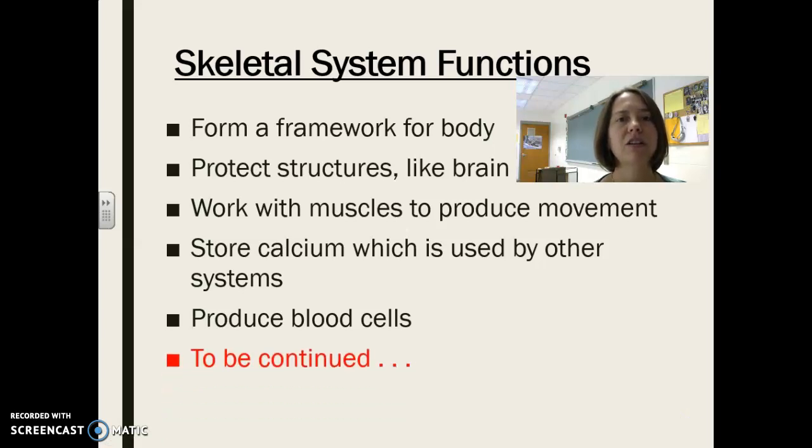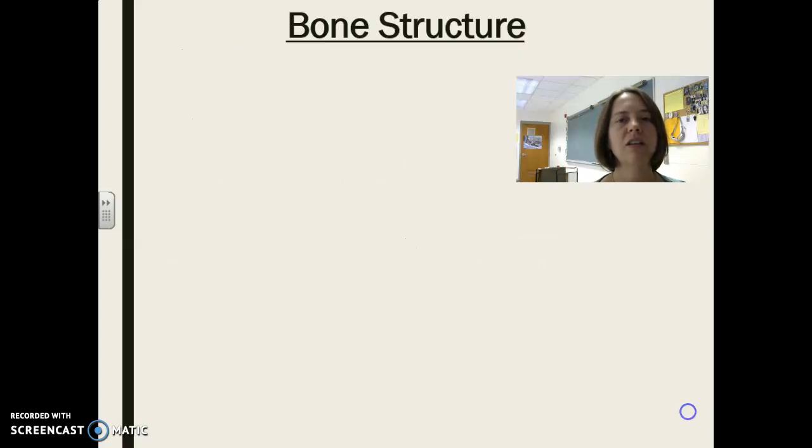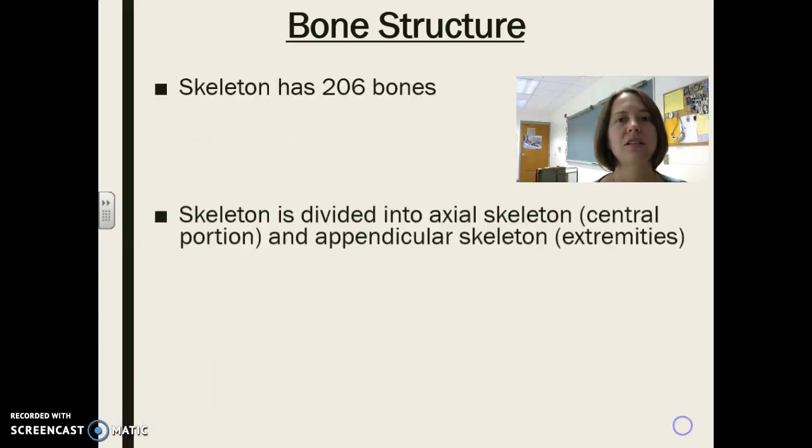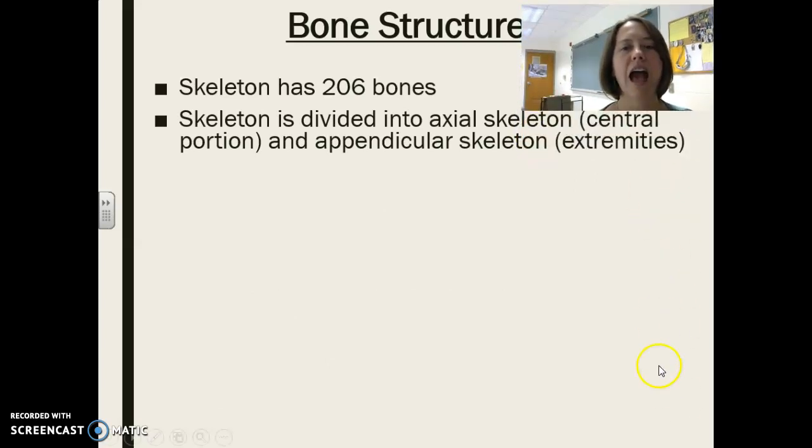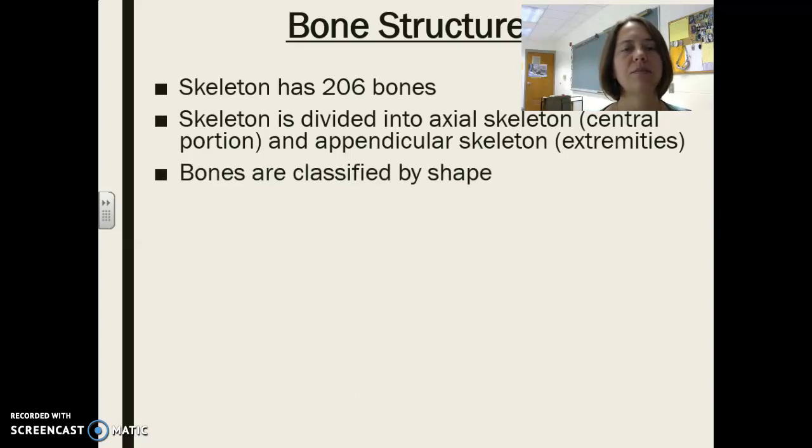We're going to be looking more into each of these later, but let's take a minute and look at bone structure. So we know that function and structure go together. The skeleton has 206 bones, and the skeleton is divided into the axial skeleton, which is the central portion, and the appendicular skeleton, which are the extremities like arms and legs.